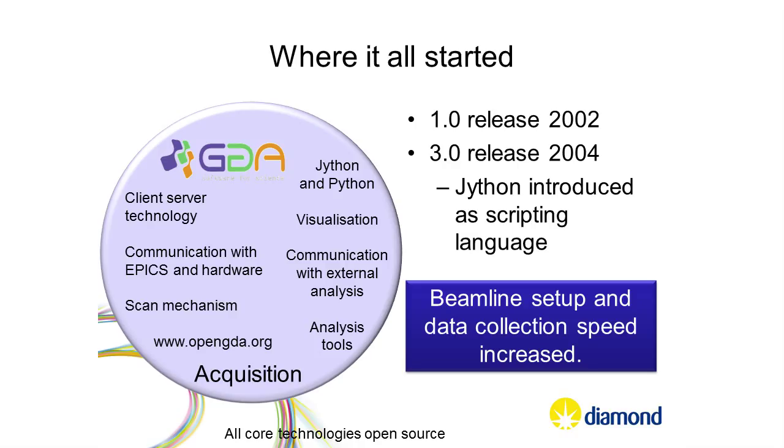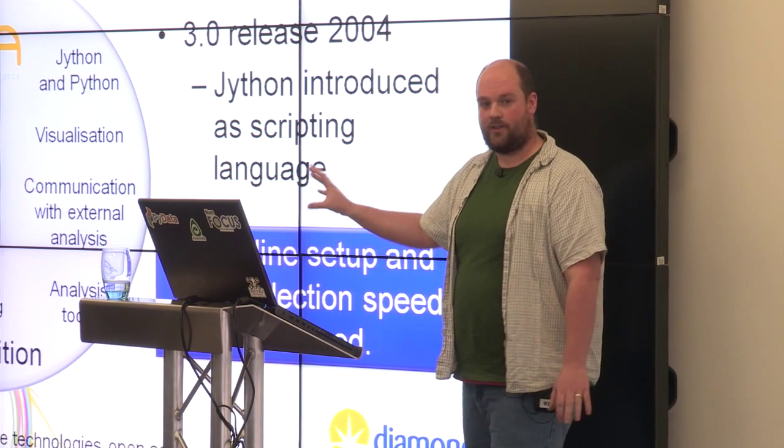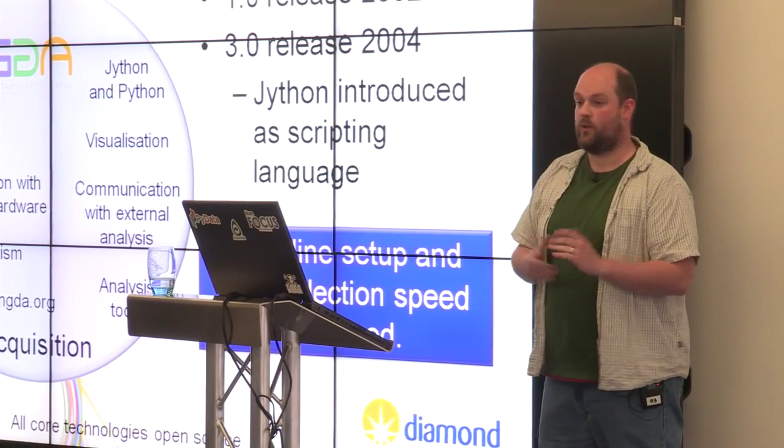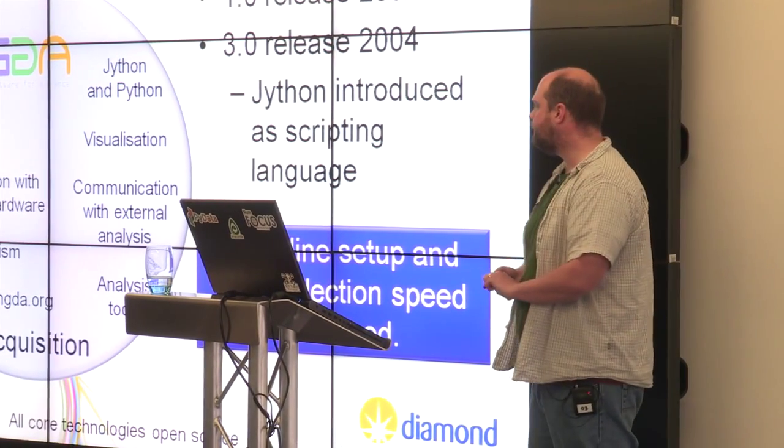So why am I talking at a Python conference? Well, it's good to see where it all started. Before Diamond Light Source, which was about 2007, there was another synchrotron at Daresbury, and they started in about 2002 writing a piece of software called the GDA, which is written in Java.